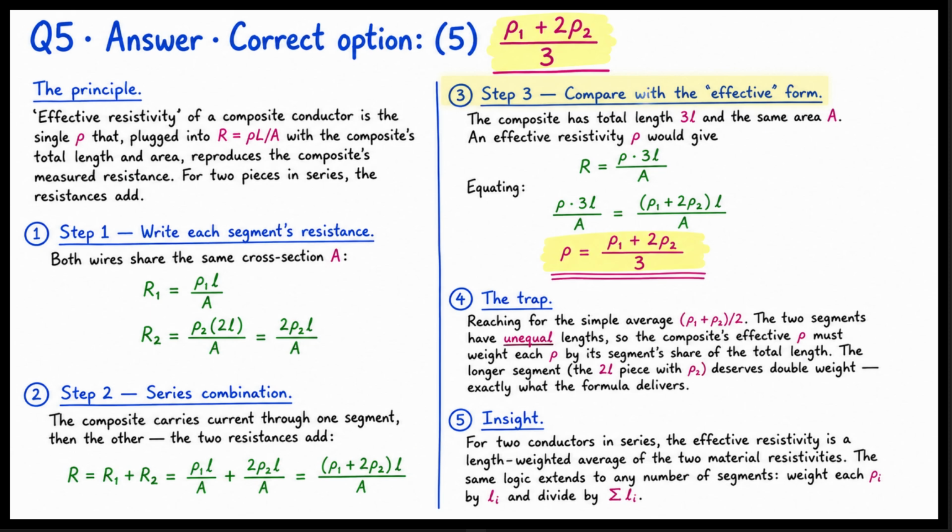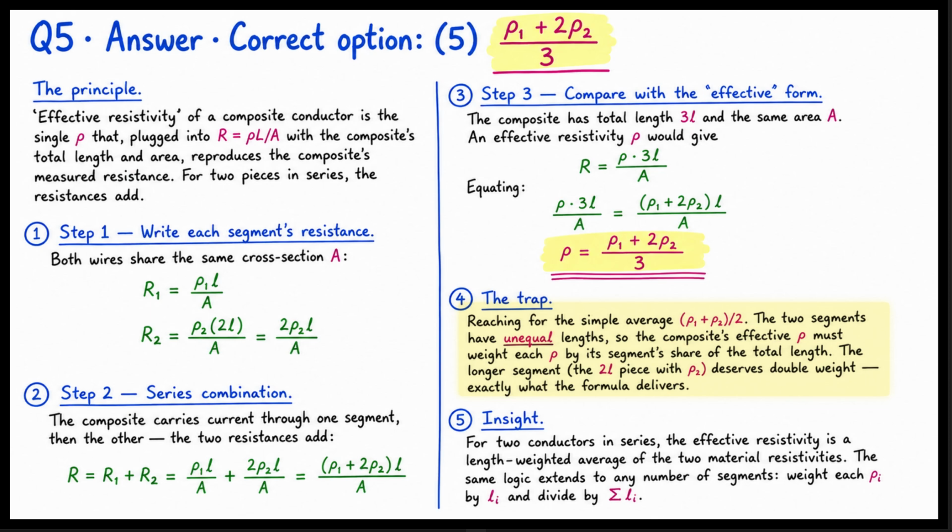Step 3. Compare with the effective rho form. The composite has total length 3L, and the same area A. An effective rho would give R equals ρ times 3L over A. Equate the two expressions, and the L over A factor cancels, leaving 3ρ equals ρ1 plus 2ρ2. So ρ equals (ρ1 plus 2ρ2)/3. That is option 5. The trap is to reach for the simple average (ρ1 plus ρ2)/2. That would be correct only if both segments had equal length. Here the second segment is twice as long, so its resistivity contributes twice as much to the composite's effective rho. The length weighting in option 5 captures exactly that.